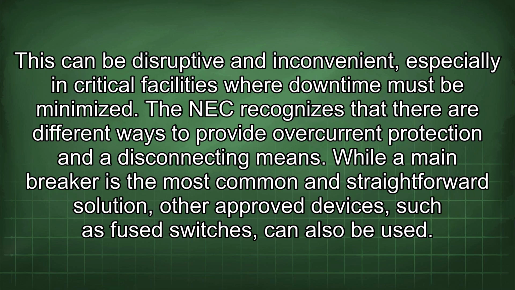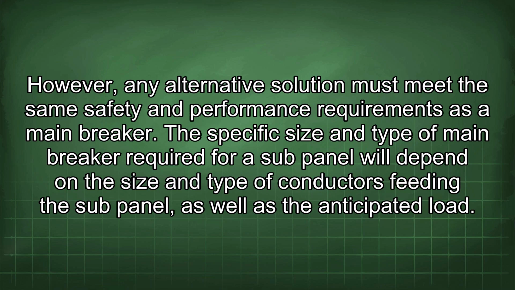The NEC recognizes that there are different ways to provide overcurrent protection and a disconnecting means. While a main breaker is the most common and straightforward solution, other approved devices, such as fuse switches, can also be used. However, any alternative solution must meet the same safety and performance requirements as a main breaker.